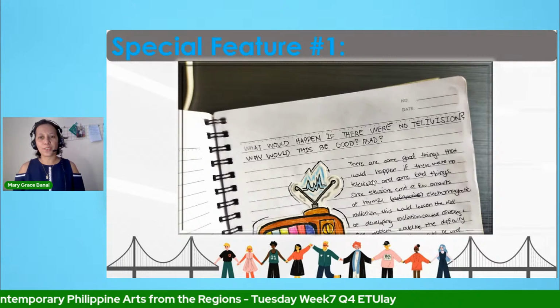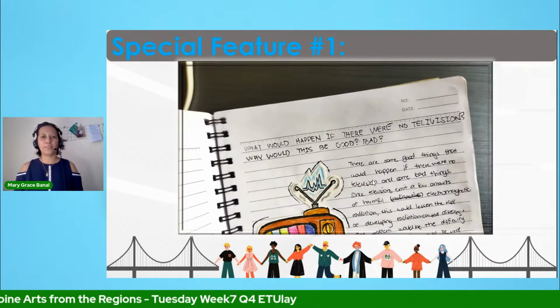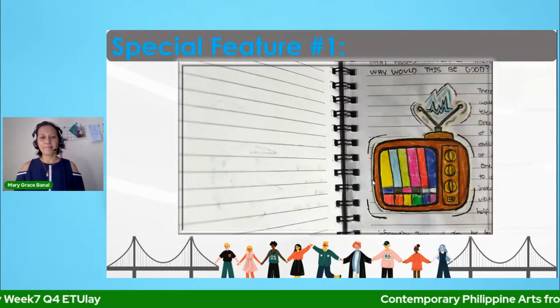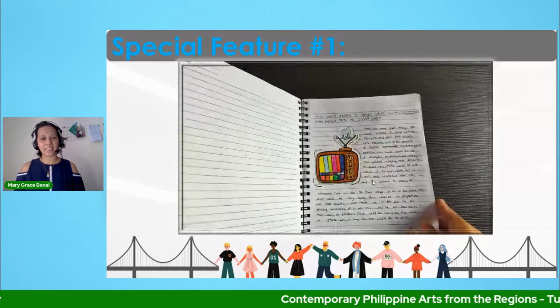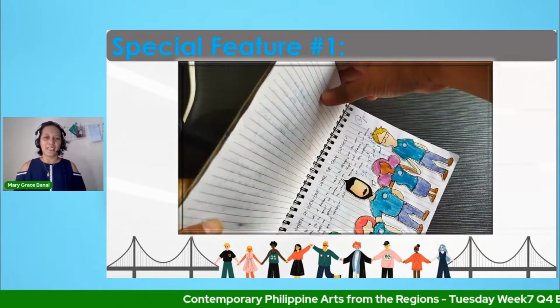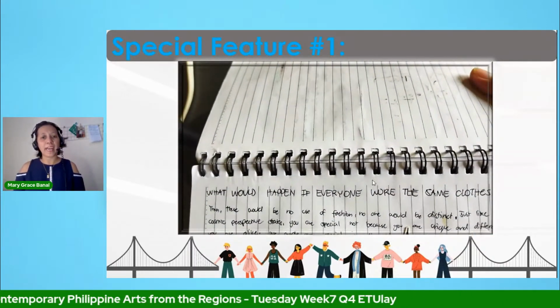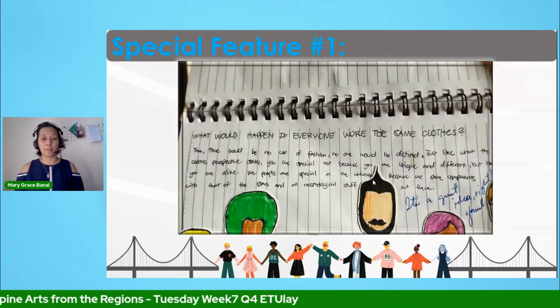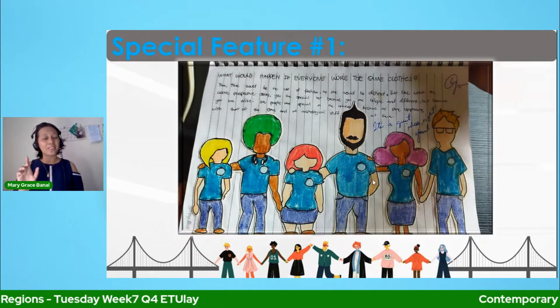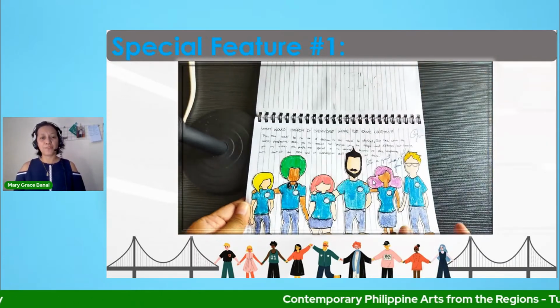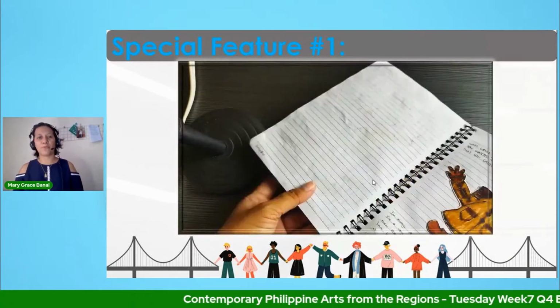What would happen if there were no television? Would it be good or bad for everyone? So there, he has an interpretation again, that old TV, very classic. This entry is prompted by what would happen if everyone wore the same clothes. Again, this is really effort, guys, because he drew 6 different characters and made them wear the same clothes.